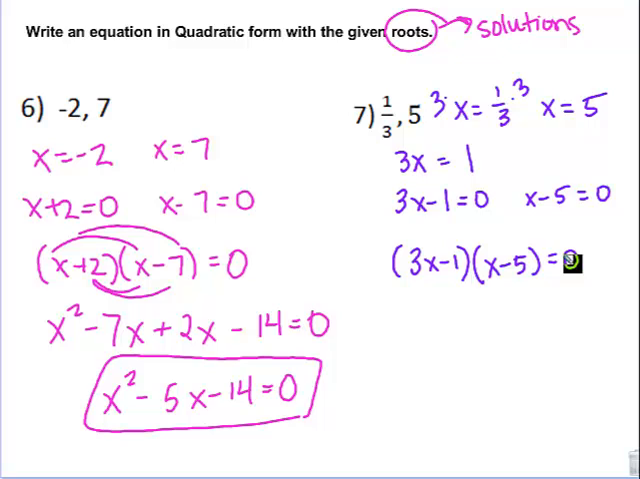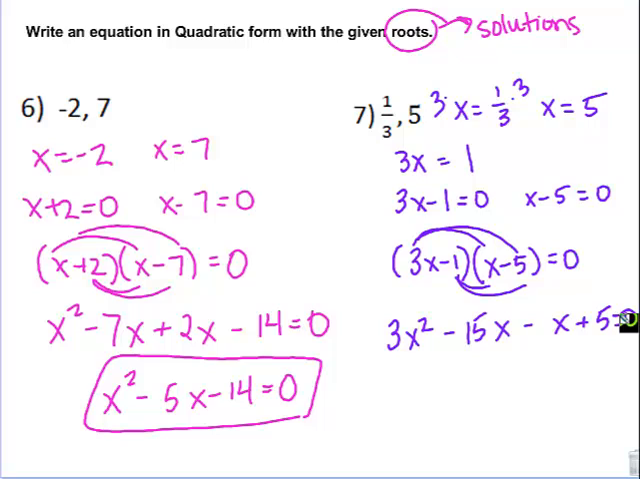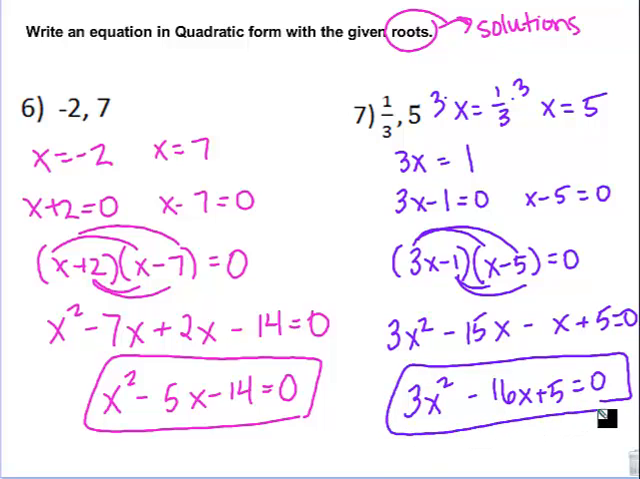So 3x times x is a 3x squared. 3x times minus 5 is a minus 15x. Minus 1 times x is a minus x. And minus 1 times a -5 is a plus 5. Now combining my like terms together, we would have 3x squared minus 16x plus 5 is equal to 0. And there we have written the resulting quadratic.